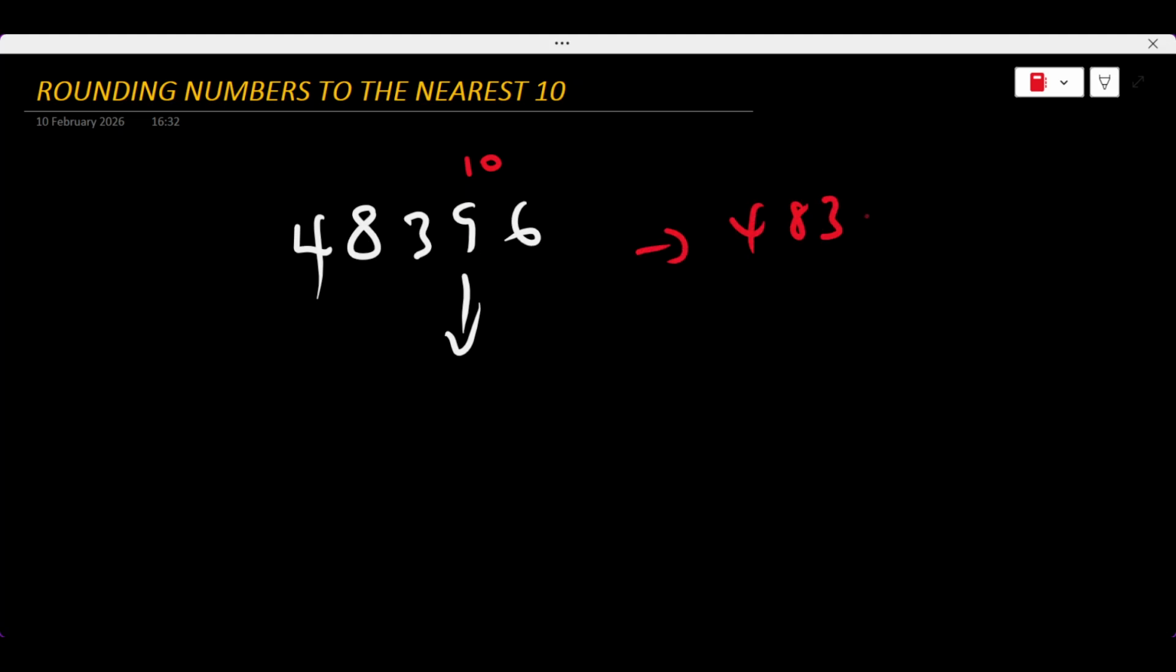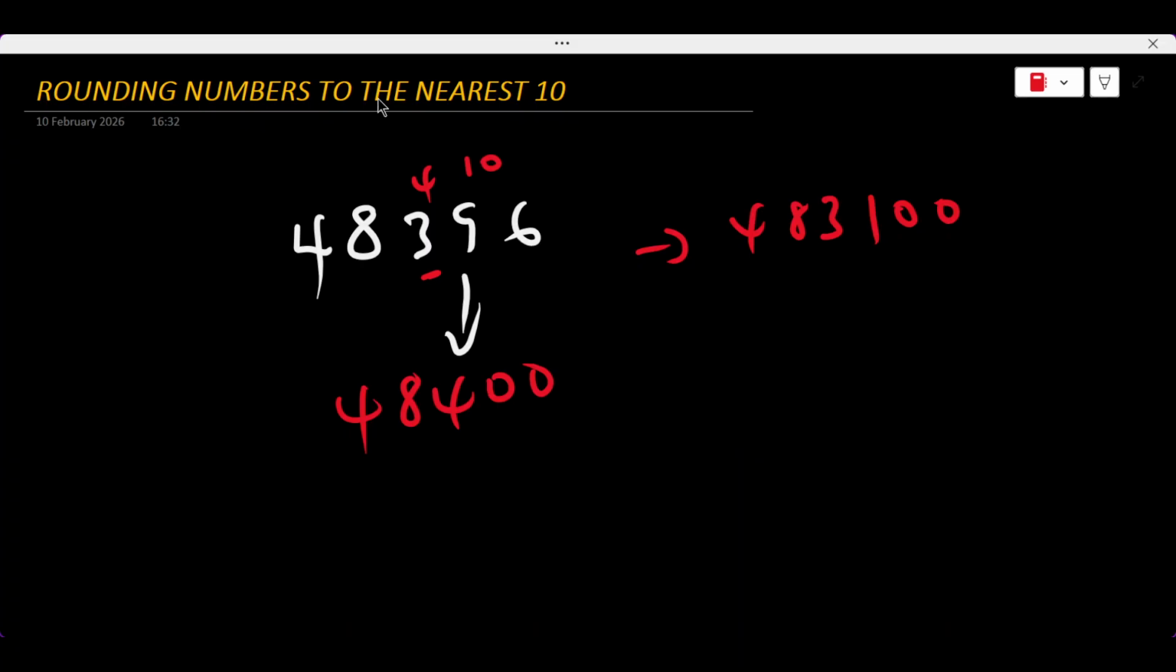4, 8, 3, 10, another 0. Because this will mean that we are going backwards. So what we have to do is to round up again the next value after the tens place value. In this case, we need to round up the 3 to 4, giving us what? 48400. Remember, we are not rounding up to the nearest hundreds. We are rounding to the nearest tens digit. I hope you got that.